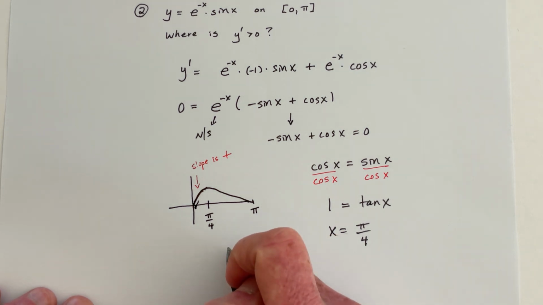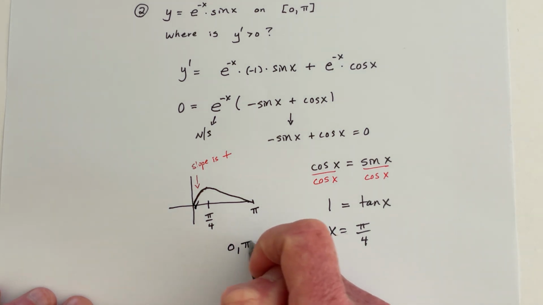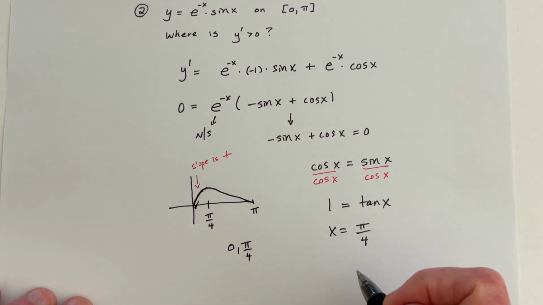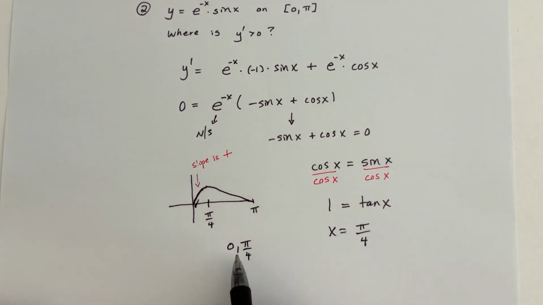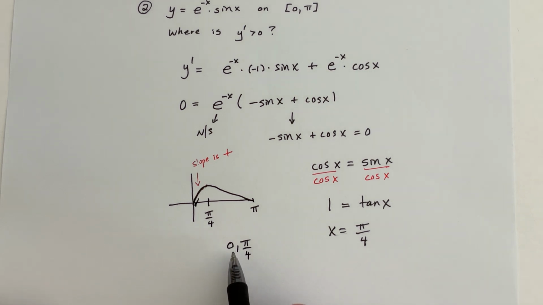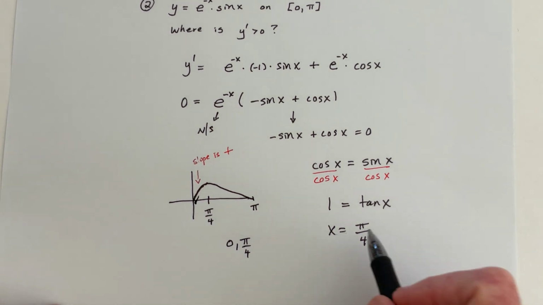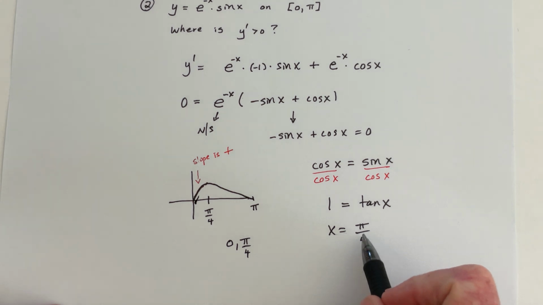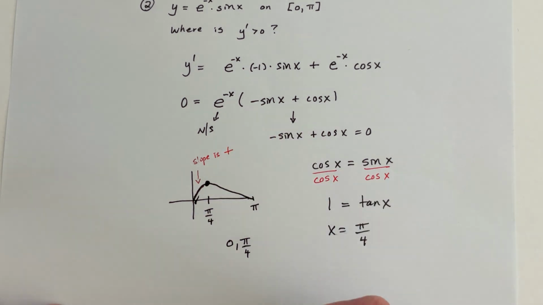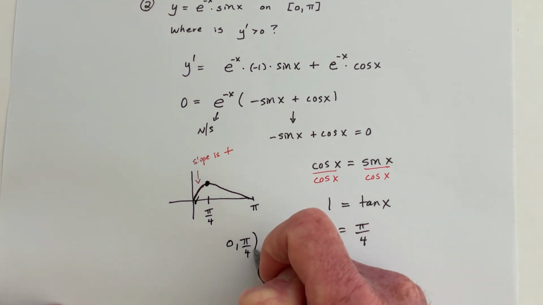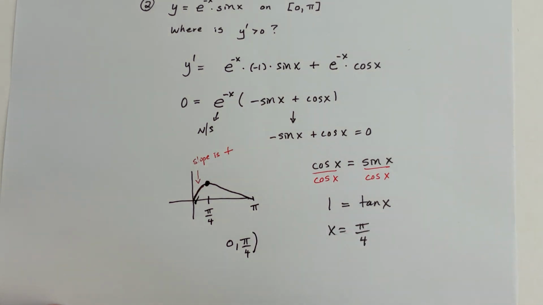So between 0 and pi over 4, that's where the slope is positive, or the derivative is positive. So this is my answer, but I do need to write it as an interval. Now, because when we got the pi over 4, the derivative equals 0, that's when it gets to the top. When it gets to the top, it's no longer going up. So this should have a round parenthesis.